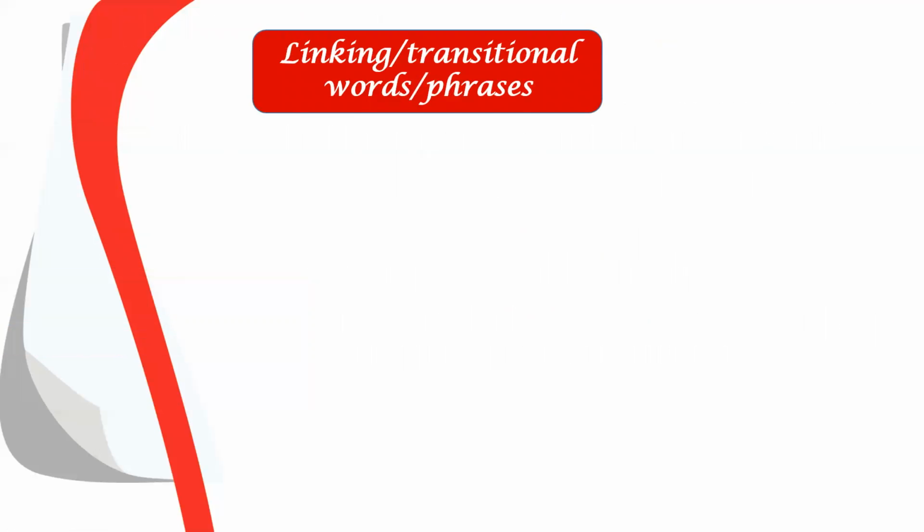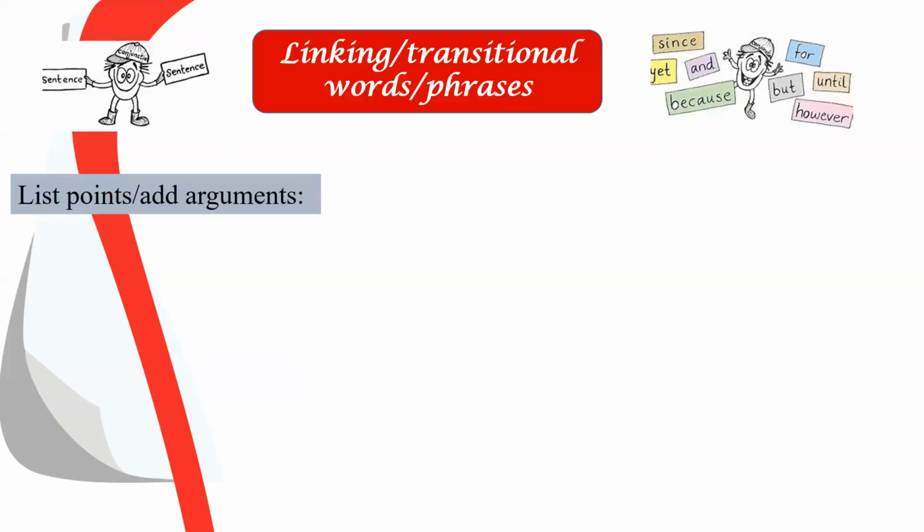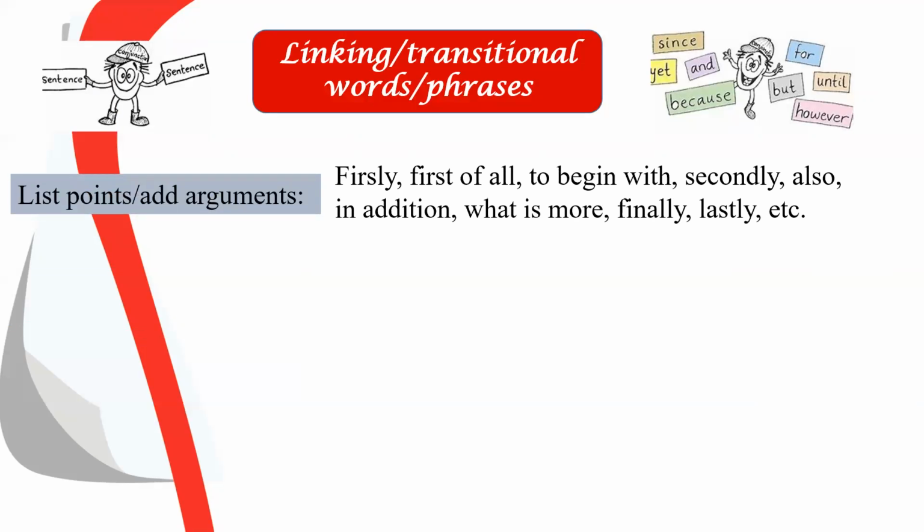Linking words are transitional words or phrases that you can use in this kind of essay. To list points or add arguments, use words or phrases like firstly, first of all, to begin with, secondly, also, in addition, what is more, finally, lastly, etc.